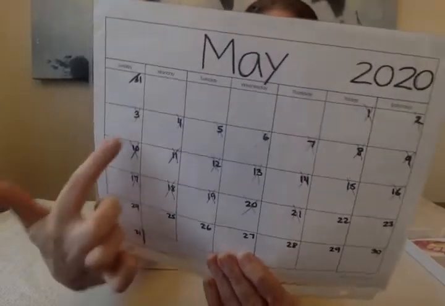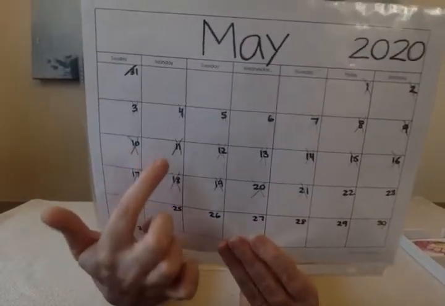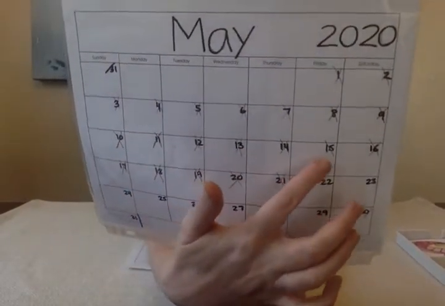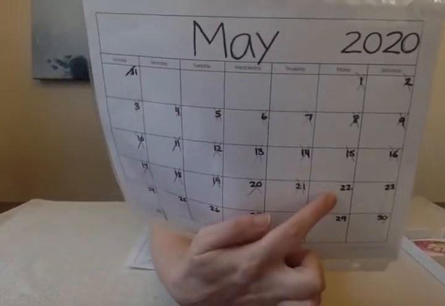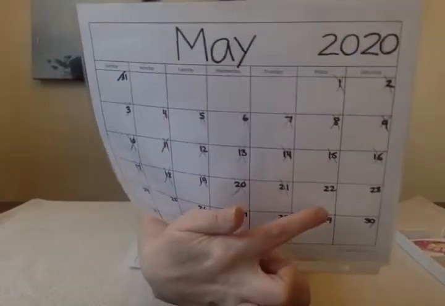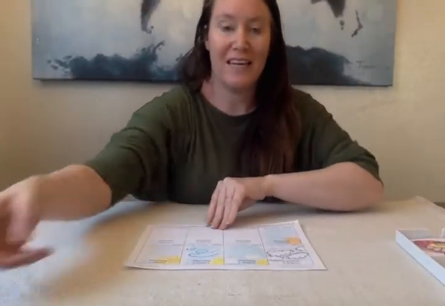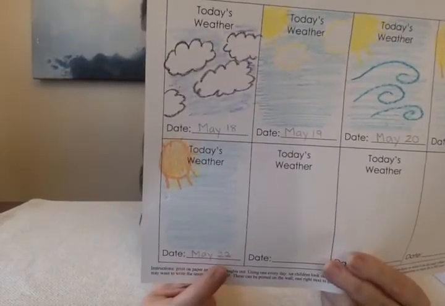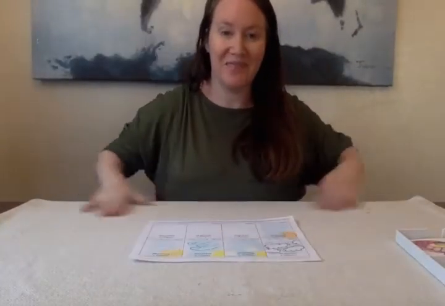Okay, we're going to count to number 22. 1, 2, 3, 4, 5, 6, 7, 8, 9, 10, 11, 12, 13, 14, 15, 16, 17, 18, 19, 20, 21. And today is 22. Today is Friday, May 22, 2020. Okay, so you want to take out your calendar and you're going to want to write May 22. Okay, let's sing the weather song.